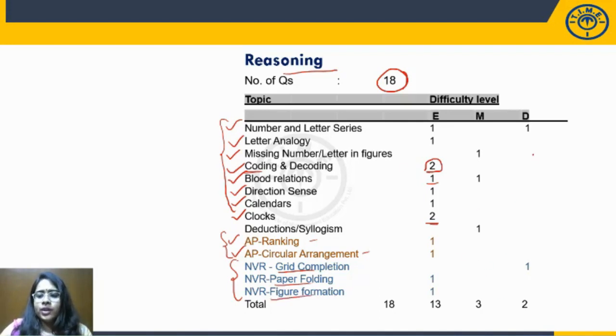So overall, if you look at this particular section, there were 13 easy questions for you to do, 3 medium questions, and only 2 difficult questions. So even if you would have left these 5 questions, and you would have attempted 13 questions, this was a very scoring section for you to attempt.